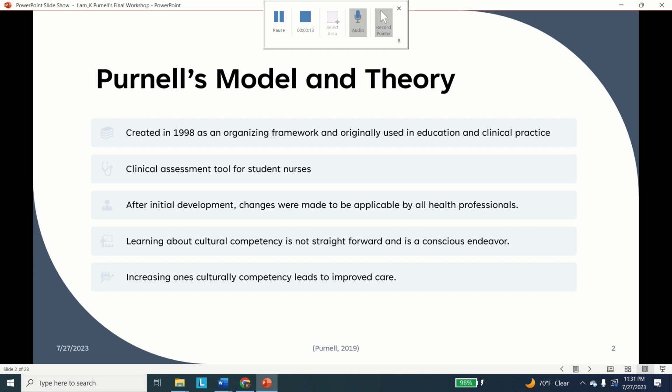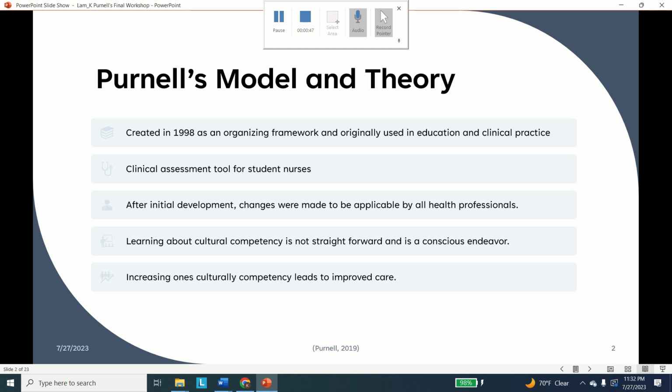Purnell's Model and Theory. Purnell's Model and Theory was created in 1998 as an organizing framework, and was originally used in education and clinical practice because Larry Purnell realized that a lot of providers were not providing culturally competent care and assessing in a way that they should. So this was originally made in a clinical setting as an assessment tool for student nurses. After initial development, this has then evolved into a model that can be applicable for all healthcare professionals.